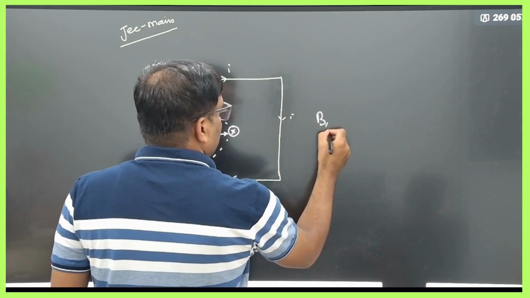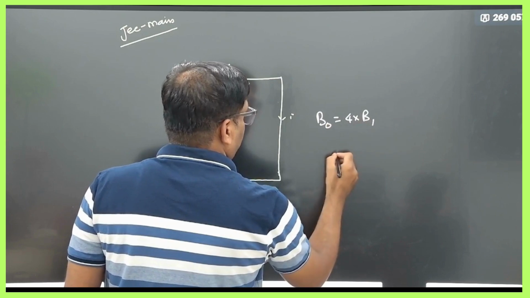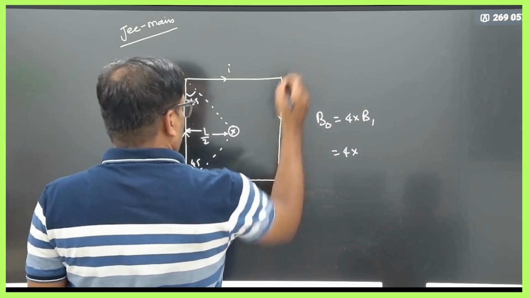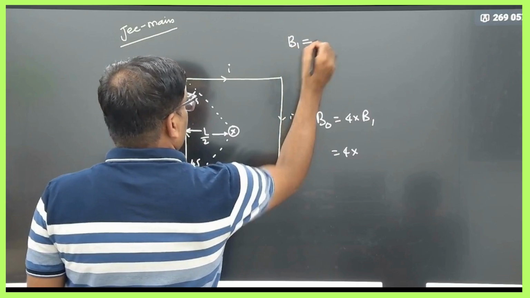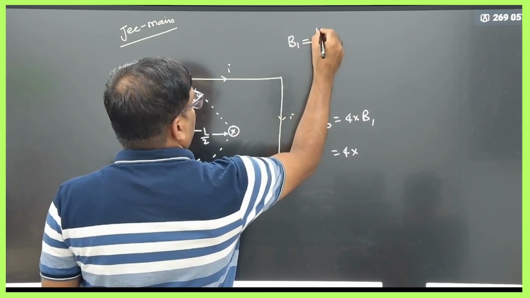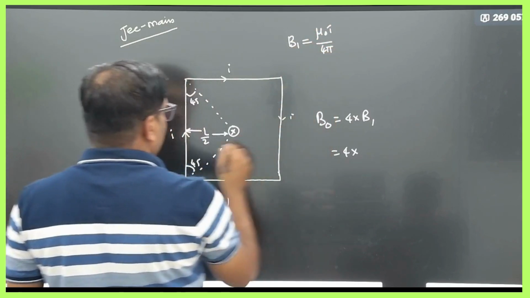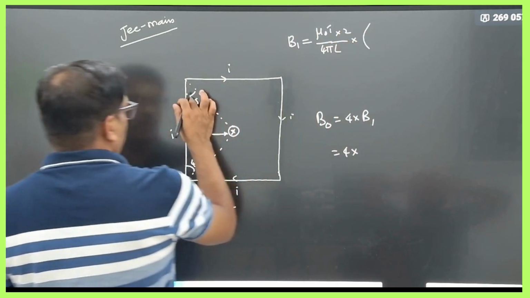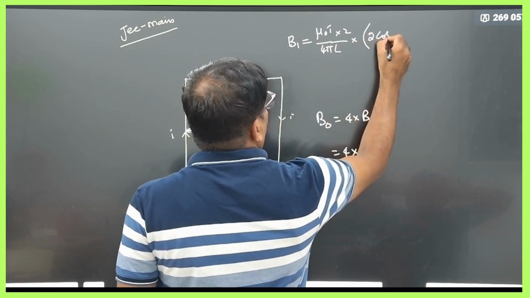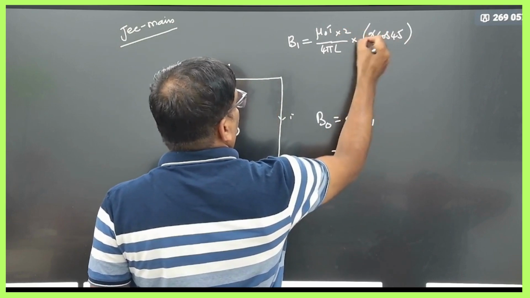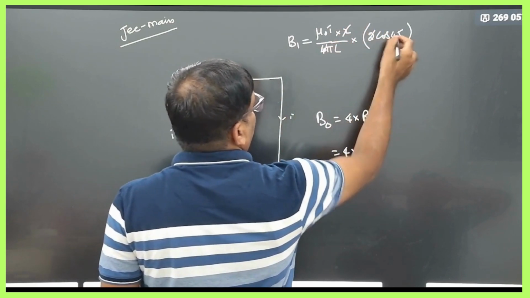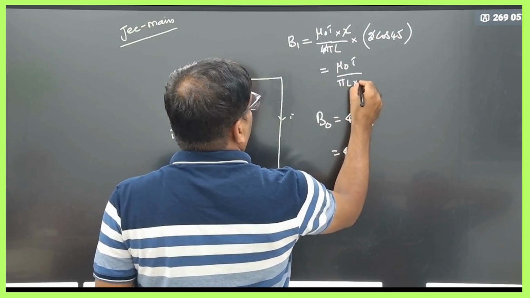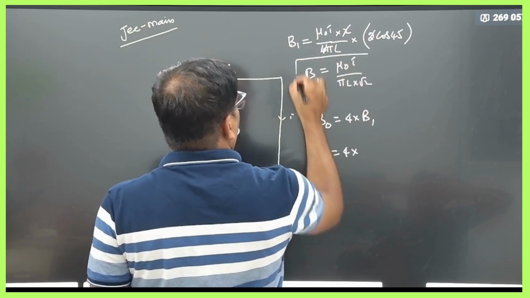Magnetic field at the center will be equal to 4 into B1. How much is B1? We want to calculate B1. Just now we wrote mu naught I by 4 pi. What is the distance here? Distance is nothing but L by 2 into 2 into cos 45. So this 2, 2, 4 will get cancelled out. Cos 45 is nothing but 1 by root 2. Therefore mu naught I by pi into L into root 2. This is your B1. Clear?